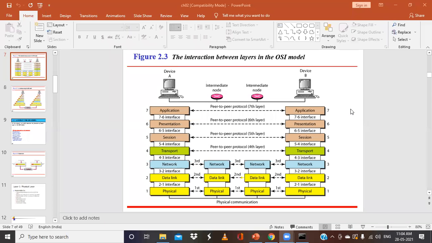So in the previous class, we discussed the basics of the OSI model, and we studied the working of the OSI model. In today's class, we are going to study in detail all the different layers that we have, all the 7 layers. So we'll be dealing with that.